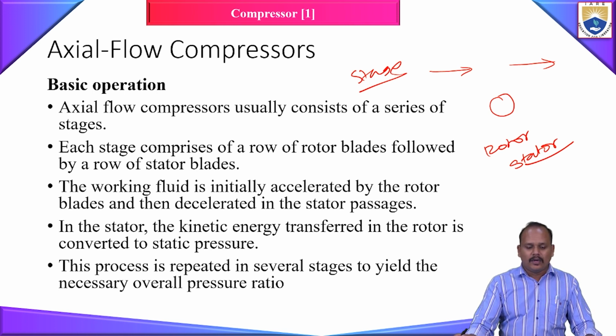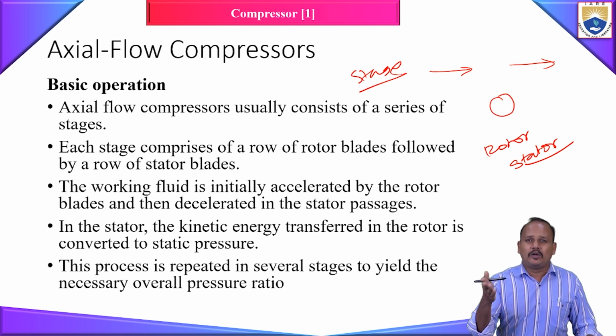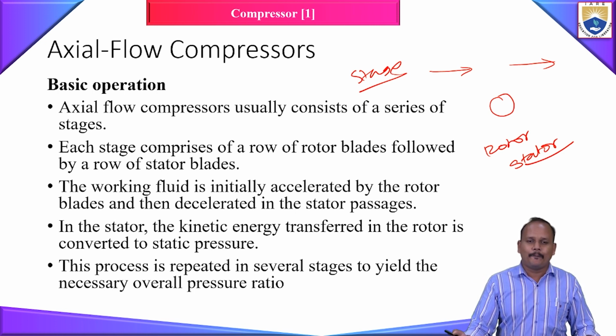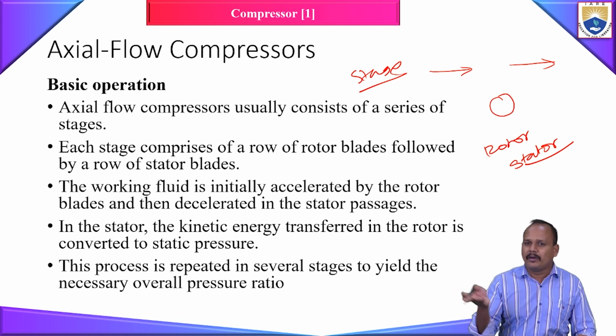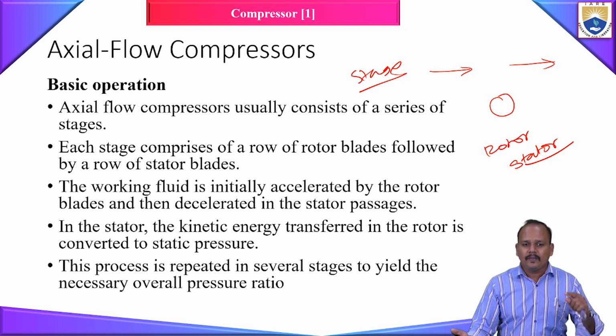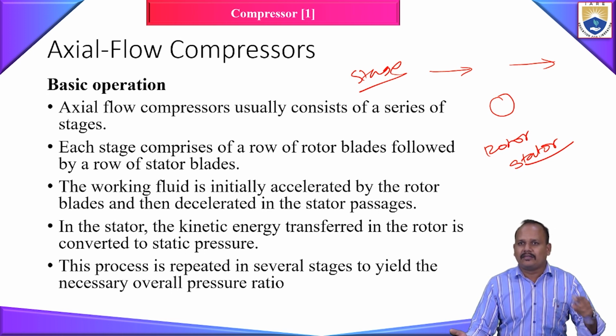So here comes the question: how am I able to increase the pressure of my fluid? When the flow enters from your diffuser, it will have a certain velocity. When it passes through this rotor, we are rotating our rotor, which is powered by the turbine. When we rotate this rotor, it is rotating at high velocity, right? So when the flow is moving over it, the momentum of your rotor will be transferred to your fluid.